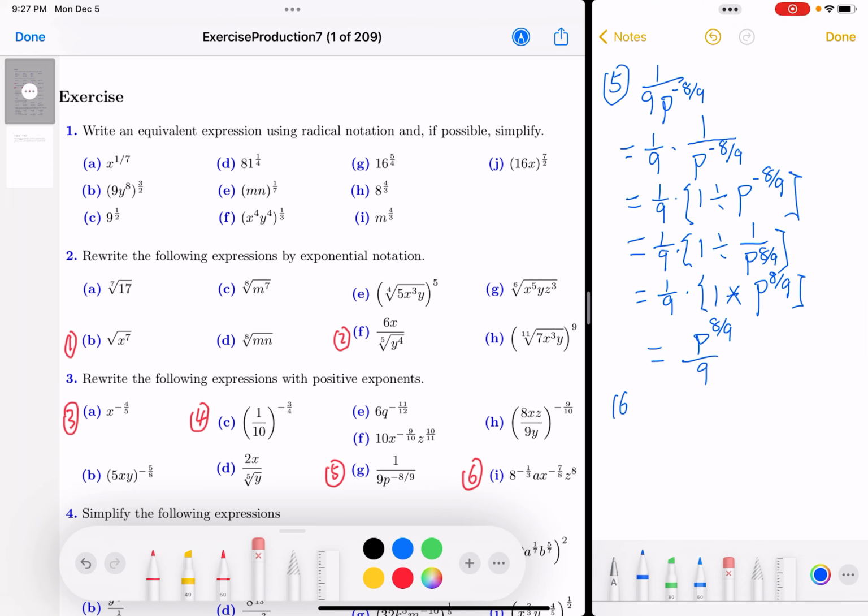Okay, now question 6. Question 6 is 8 to the negative 1/3, and then times x to the negative 7 over 8, and z to the 8th. Well, there is a negative here and a negative here. You eliminate those two negatives. You keep z to the 8th upstairs. Downstairs, you write 8 to the 1/3. And then similarly, here is x to the positive 7 over 8. And then you are done. Okay? All right. I'll see you next time.